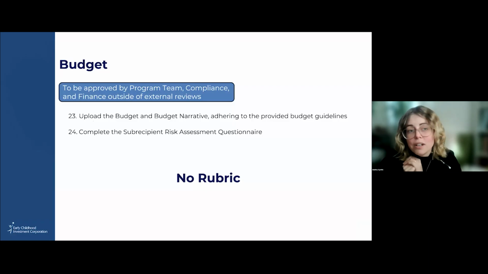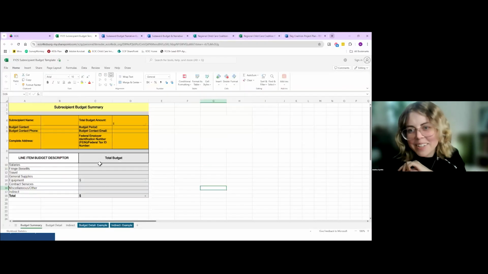And then this last section here, I'm going to hand it over to our Kelly Kreider, our Director of Grants and Compliance. He's going to be talking about our budget narrative, and the risk assessment. So these are three things: the budget and the budget narrative we will be uploading. The risk assessment is a link for you to fill out. These things are not scored as a part of the application process, but these are processed internally. Thanks, Kelly.